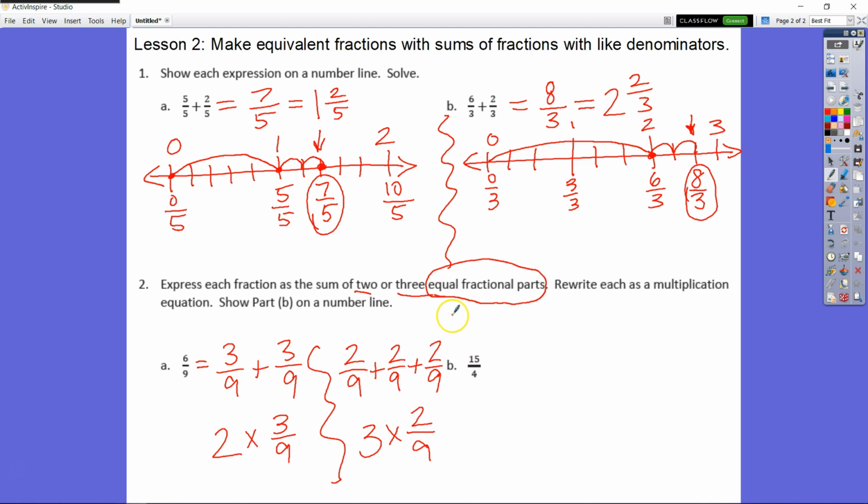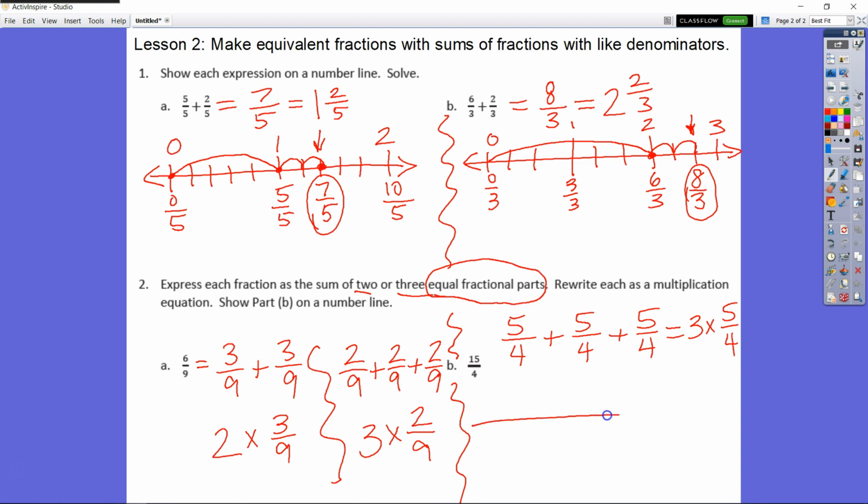All right, now looking at B, there's only one way to do B, and that would be 15/4 would be 3 times 5/4. So we have 1, 2, 3 times 5/4. That's our multiplication, and that's our sum of the 3 equal fractional parts. Now also it's asked us to put a number line in here. So let's go ahead and draw a number line.